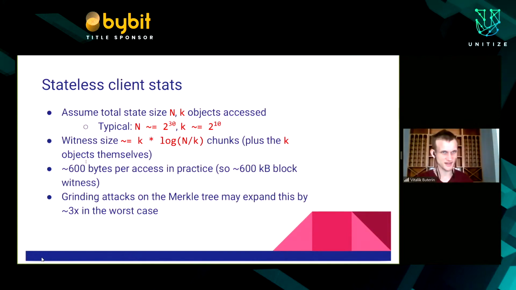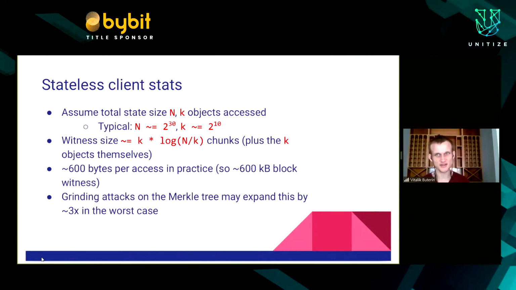In practice, assuming an optimal Merkle tree, it's about 600 bytes per access. So this is just plugging into this formula, assuming these numbers. And so a witness becomes about 600 kilobytes.